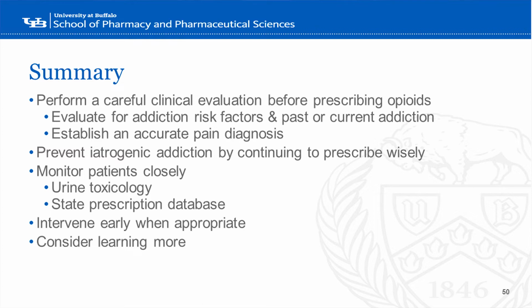Evaluate each patient for the risk of addiction, both past and current. Establish an accurate pain diagnosis with appropriate treatment goals. Prevent iatrogenic addiction by prescribing wisely. Continue to screen and monitor patients closely for the development of addiction with urine toxicology and by querying the state database. Intervene early when appropriate. Don't wait for the problem to get worse. And consider learning more about addiction and how to help these patients. This is Dr. Rick Blondell, finishing my portion of this segment on opioid prescriptions in New York State.